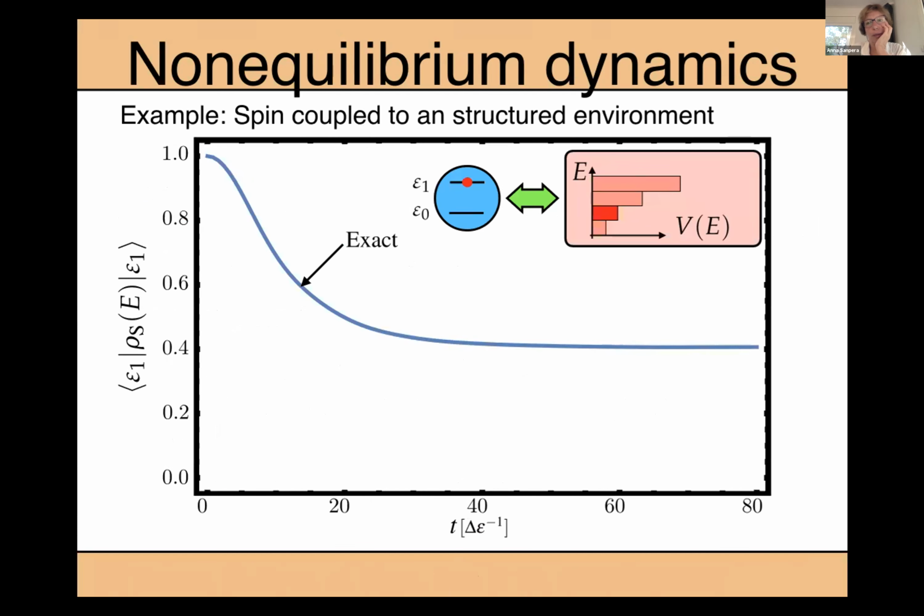So let me show you with a simple example. We use a spin two-level system which is coupled to a structured environment. It has just two levels, and we assume that the bath has only these four coarse-grained energies. We put a very simple system because we wanted to solve it exactly using the Schrodinger equation. And we let it evolve. This is the evolution of rho_S(E), for a given energy, when it's in the excited state.